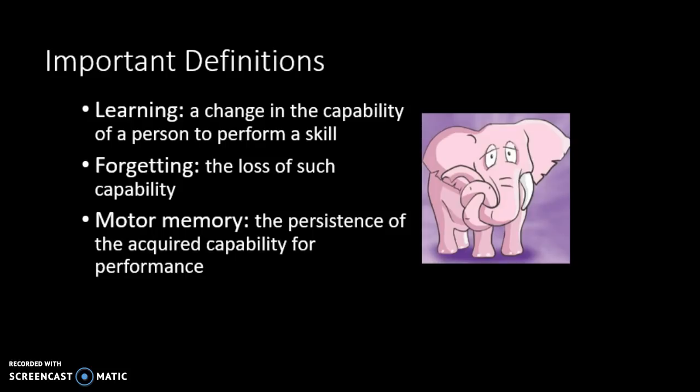a person to perform a skill, and forgetting is obviously the loss of such skill. And then motor memory is the persistence of the acquired capability for performance. So far our focus has been on what happens to information as it enters that system and is processed, and eventually leads to a response. However, our information needs to be retained for that future use. So the persistence of this information is stored for future processing, and that is called memory.